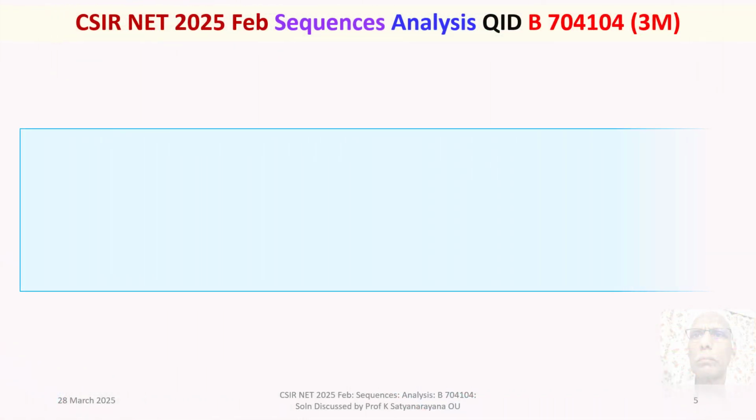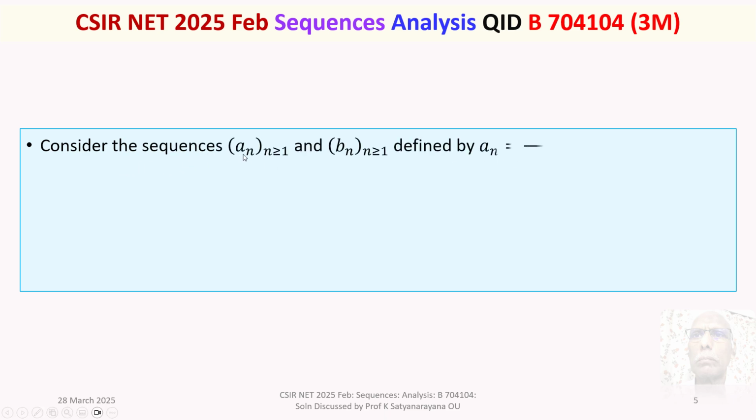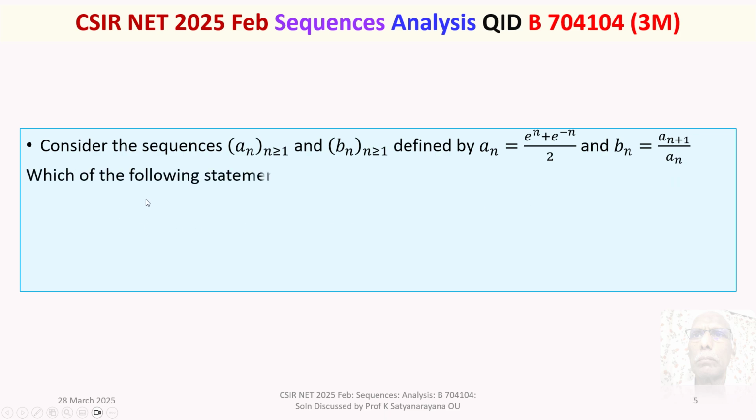The given question is: consider the sequences an, n greater than or equal to 1, and bn, n greater than or equal to 1, defined by an is equal to (e power n plus e power minus n) by 2, and bn is equal to an plus 1 by an. Which of the following statements is true? We are given 4 options.